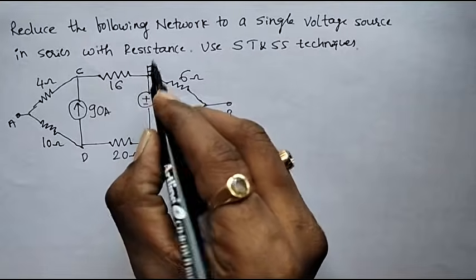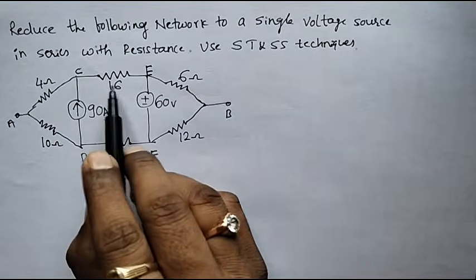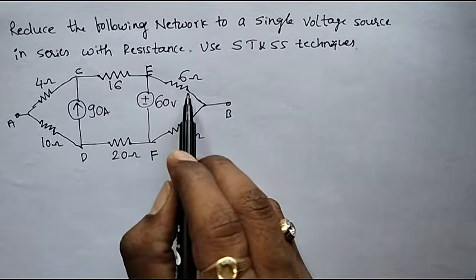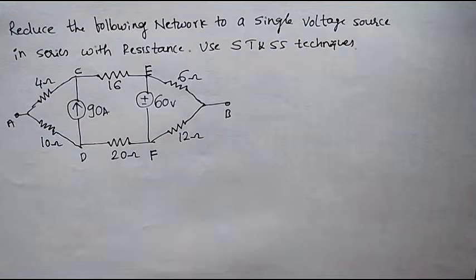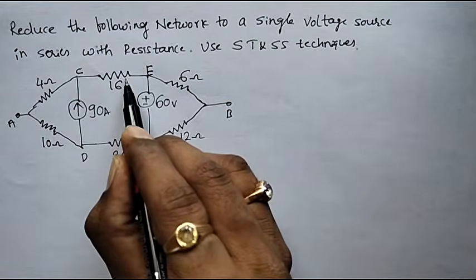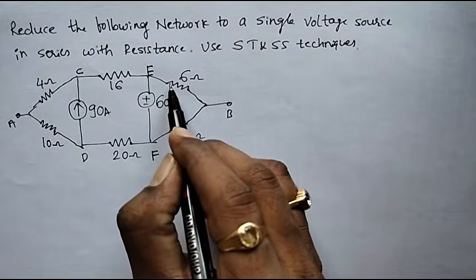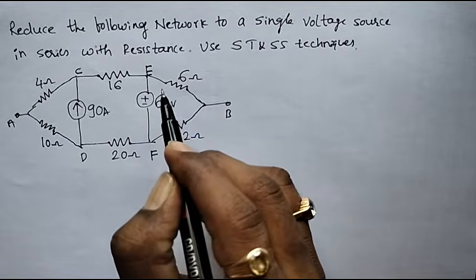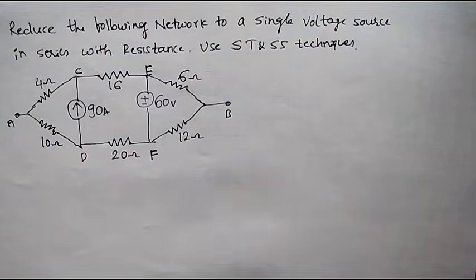At node E, two branches are connected. One is the 16 ohm branch, another one is the 6 ohm branch. Now we are supposed to apply this voltage source to this branch and this branch separately. Let us reduce the circuit.